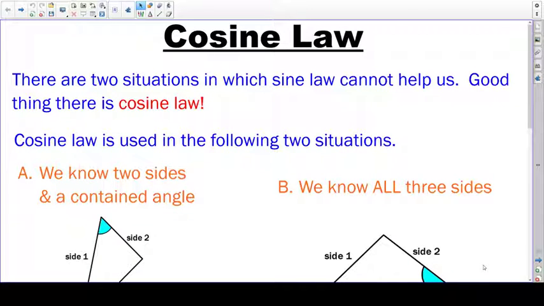Okay, guys, here we go. Today, we're going to learn all about cosine law. There are two situations which sine law doesn't help us. Thankfully, there's cosine law.